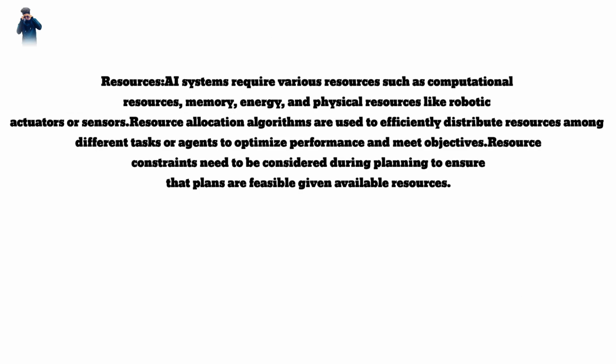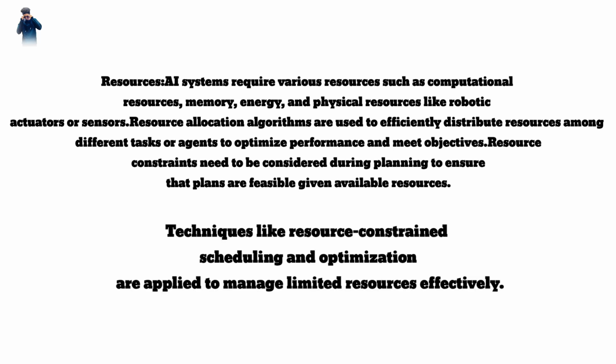2. Resources. AI systems require various resources such as computational resources, memory, energy, and physical resources like robotic actuators or sensors. Resource allocation algorithms are used to efficiently distribute resources among different tasks or agents to optimize performance and meet objectives. Resource constraints need to be considered during planning to ensure that plans are feasible given available resources. Techniques like resource-constrained scheduling and optimization are applied to manage limited resources effectively.